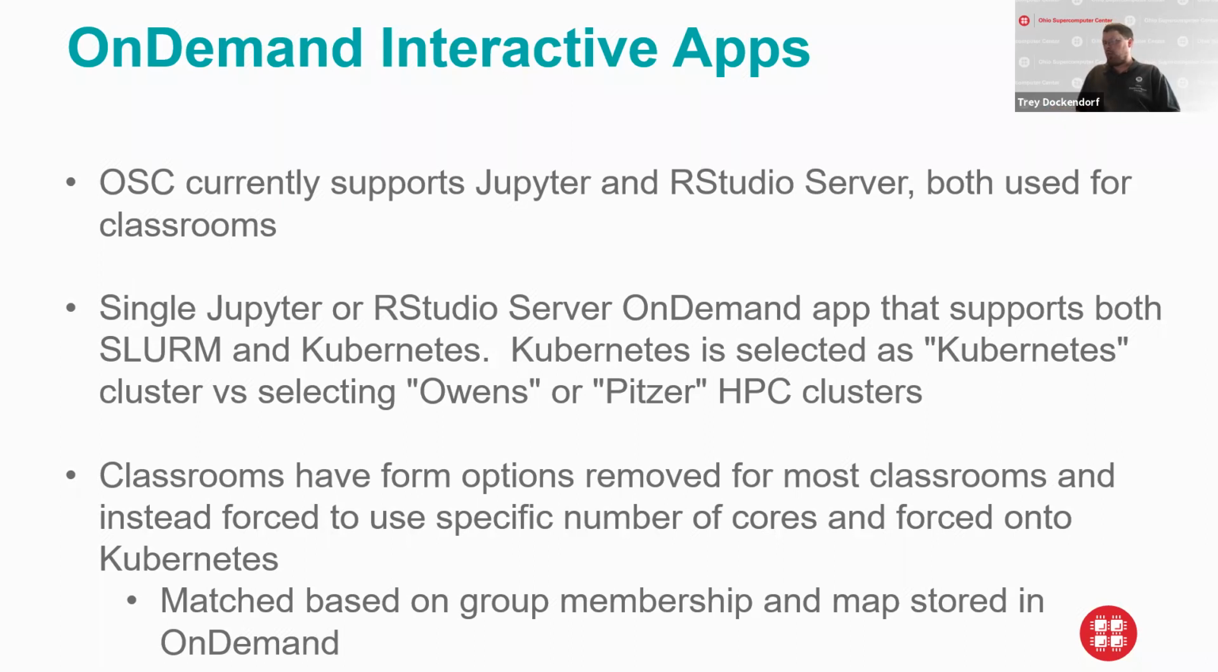Along with that, a lot of the form options. So we don't allow users to select, well, most users in most classrooms can't select how many cores they use. They can't select which modules to load. All the form options that our general purpose on-demand instance would allow, those are taken out to simplify the experience for students, so they don't have to know what they really need.